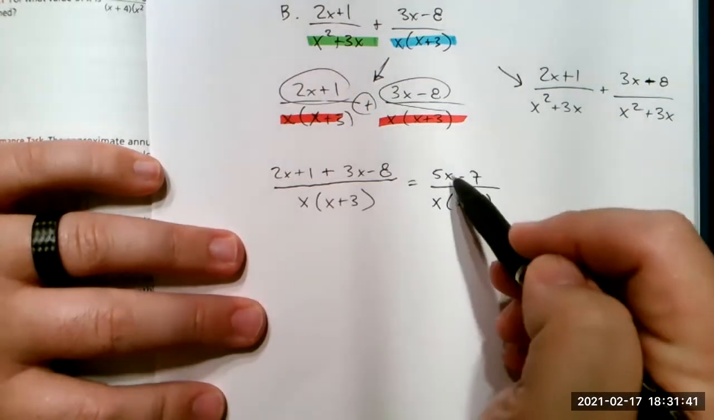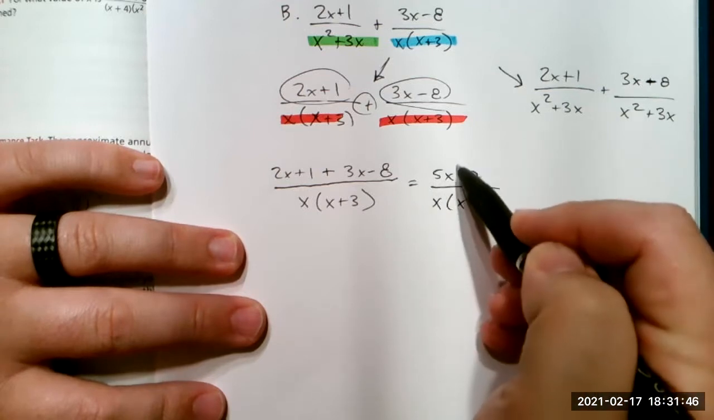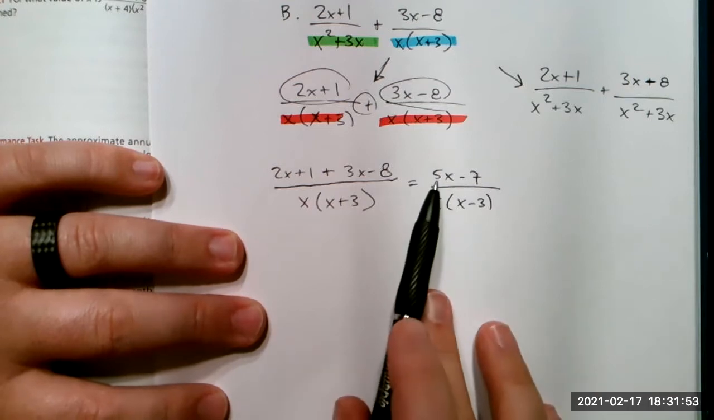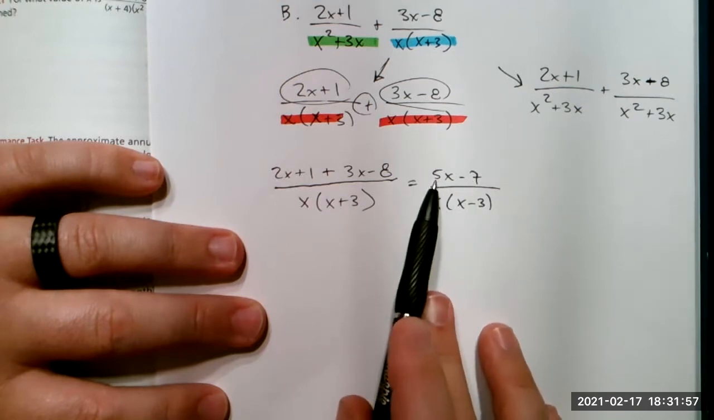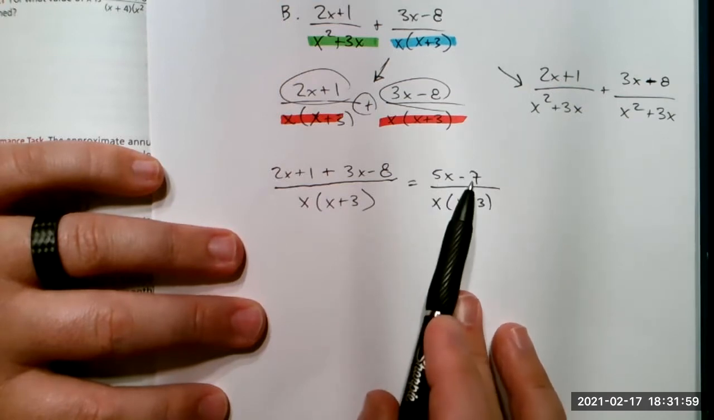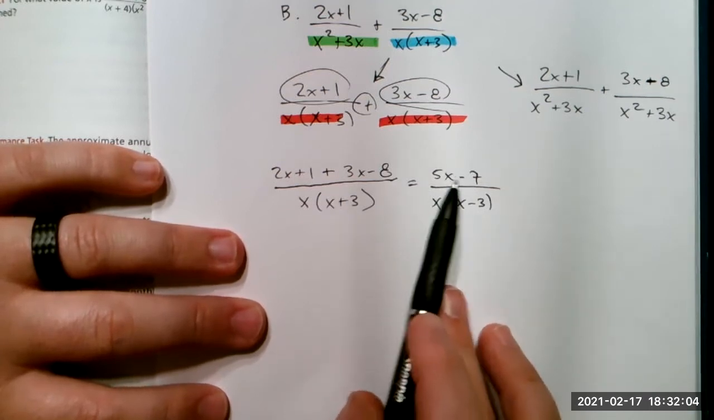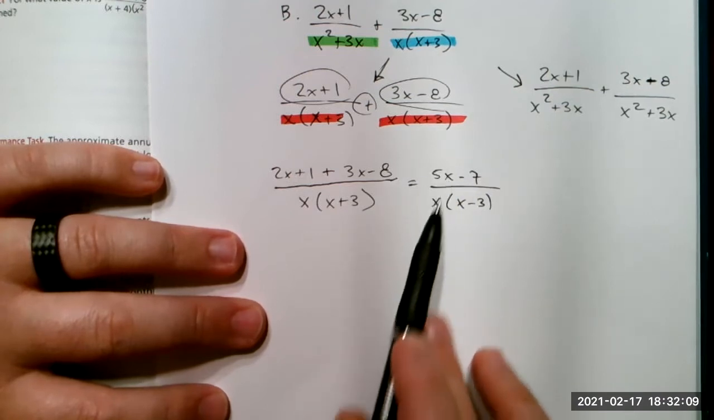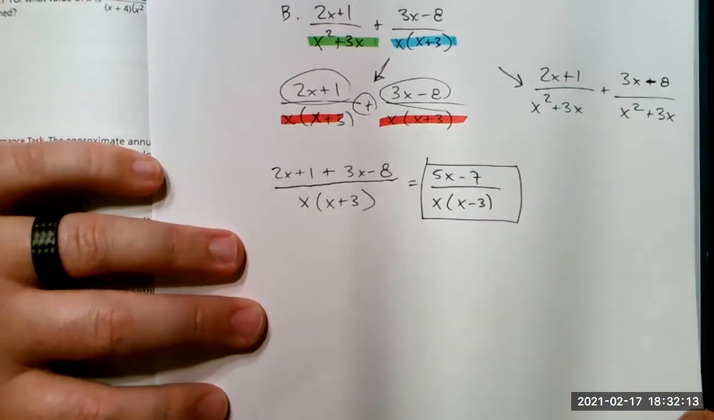Keep in mind that yes, there is an x up top and an x down below, but I cannot cross those out because the only thing I can cancel are factors, things that are being multiplied. This 5x, right, we're subtracting 7 from the 5x. It's not like it's 5x times something. In that case, then I could cancel out the x's. But in this case, they're subtracting 7 from 5x. So because I'm adding or subtracting something to that term, I can't cancel those out. So that would be my final answer.